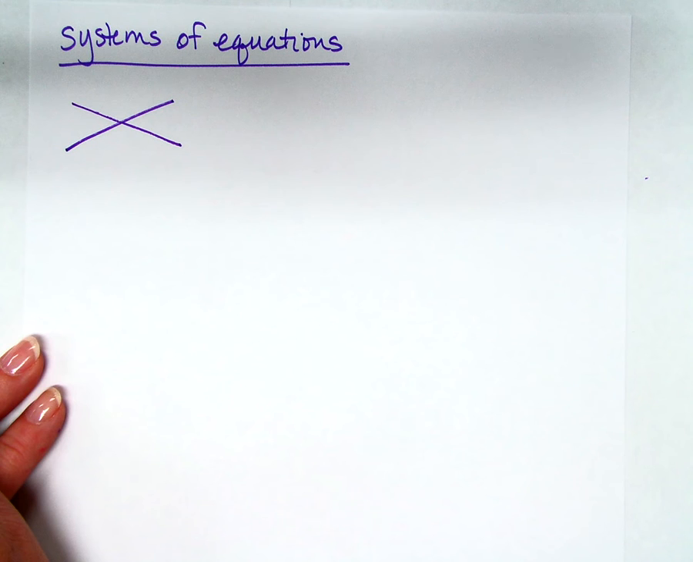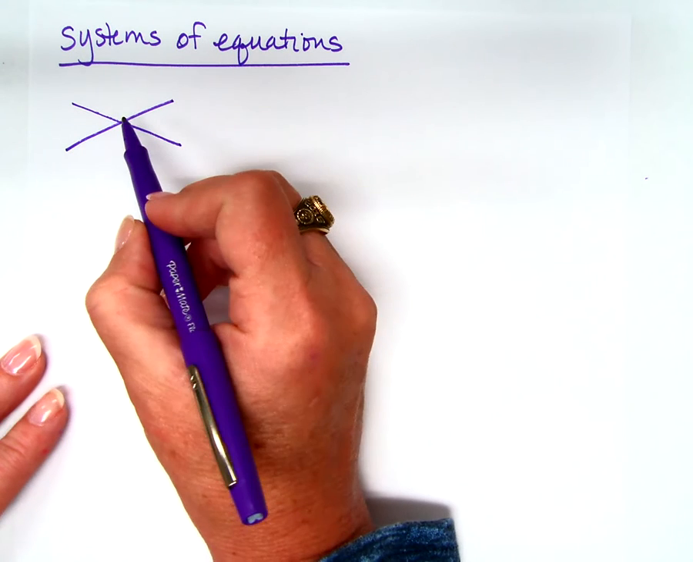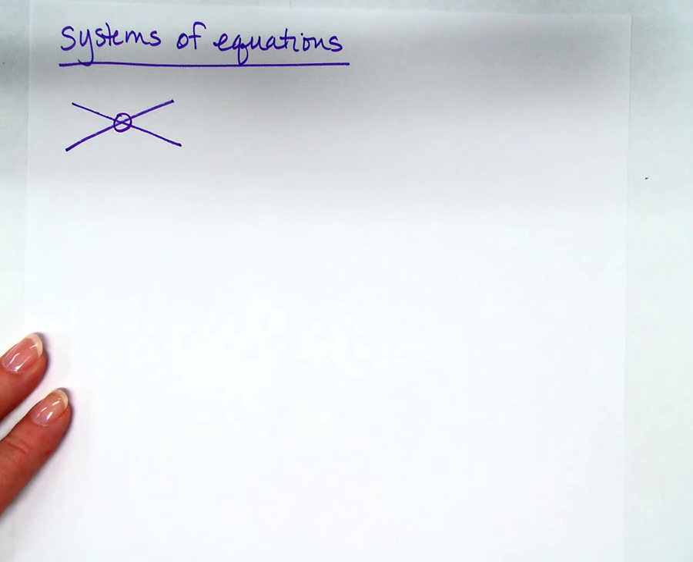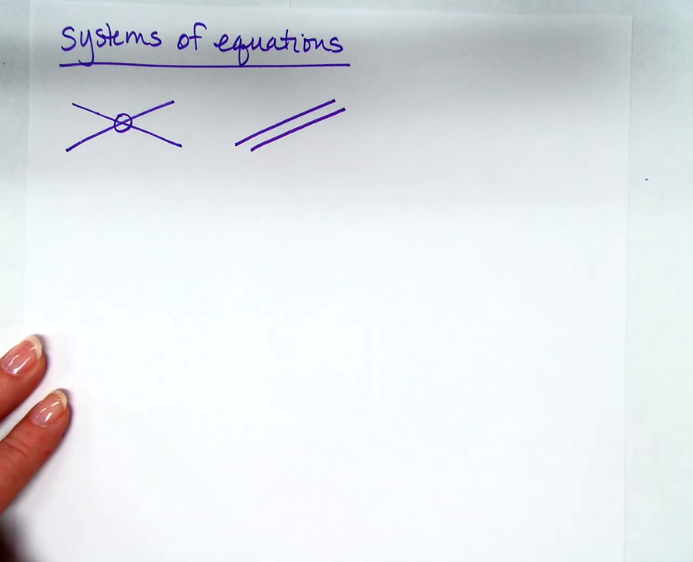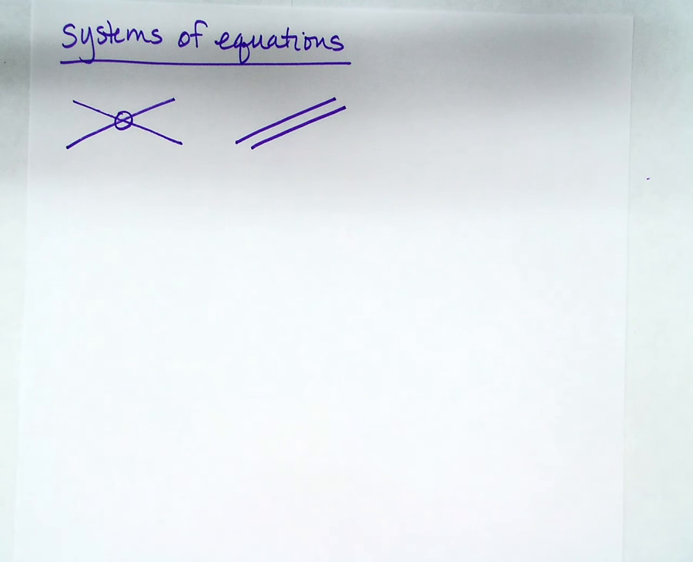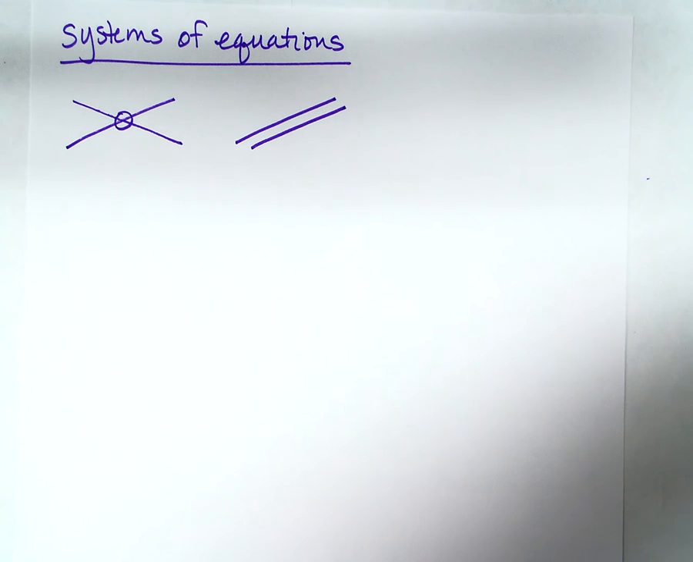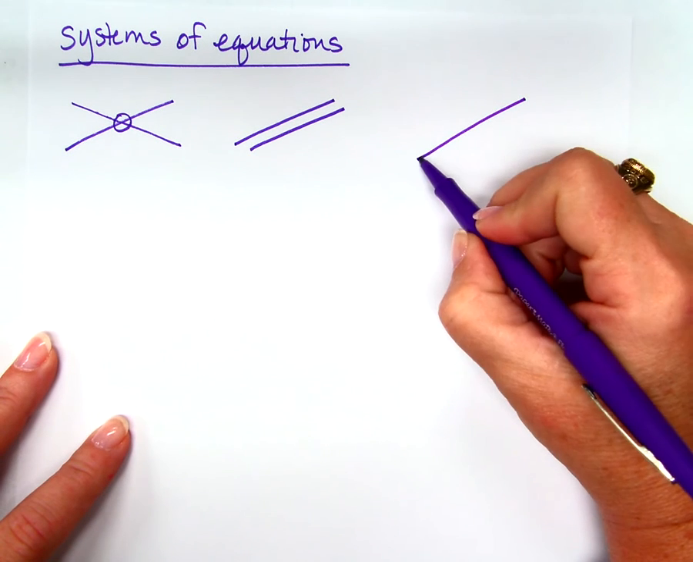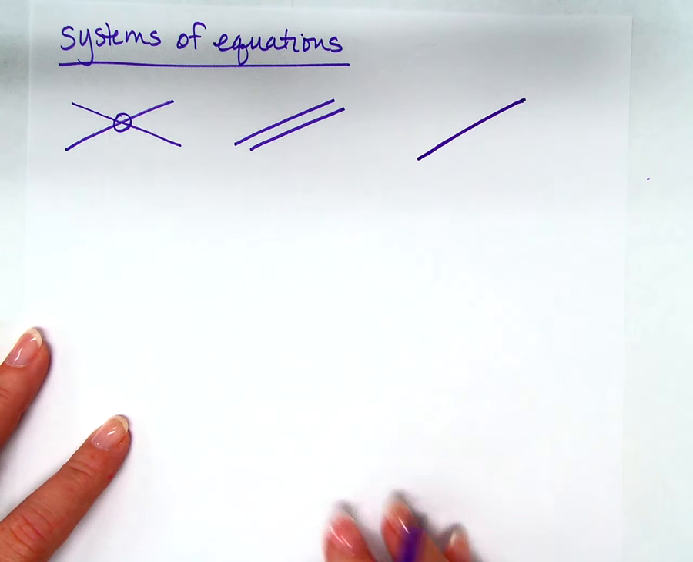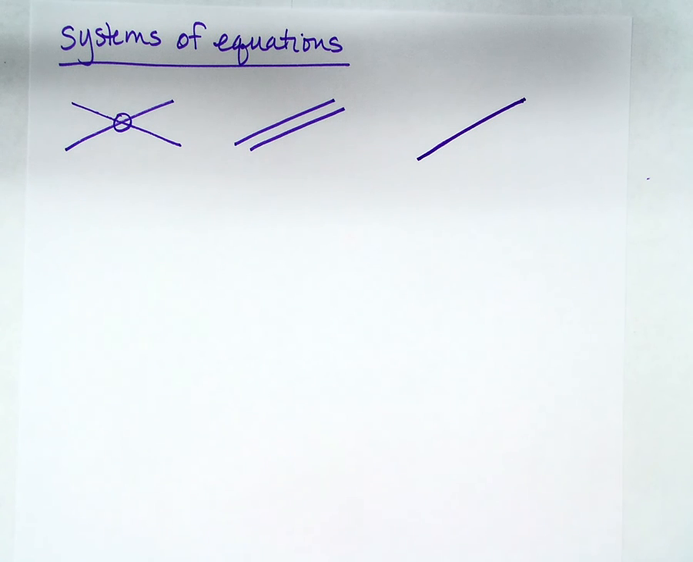Well, that's one possibility, right? How many solutions does that system have? One, because why? It intersects at one place, right? What's another possibility? They're parallel, so what? Oh, no solution because there is no intersection, right? Okay. Here's another possibility. How many solutions does that system have? Not all of them, right? Infinitely many solutions is what we wrote, right?